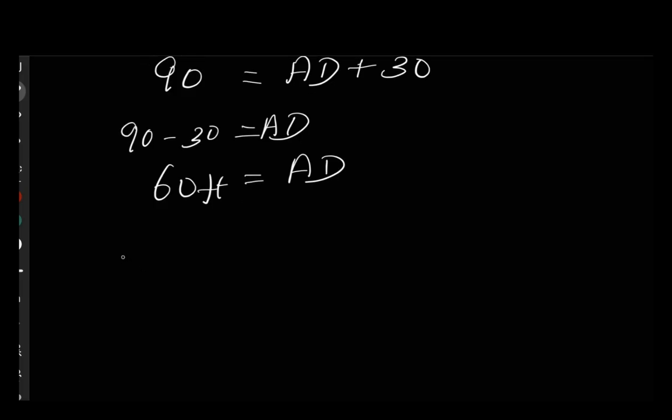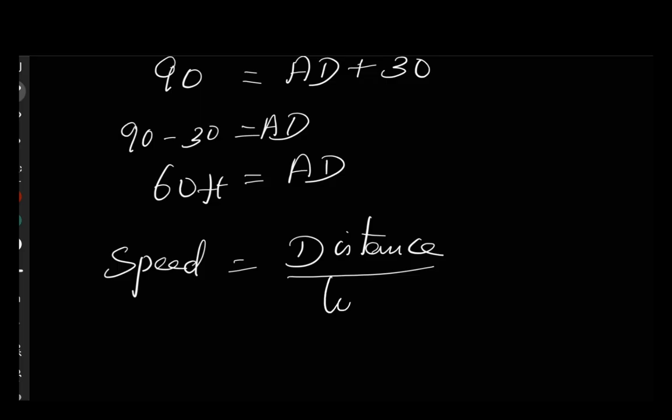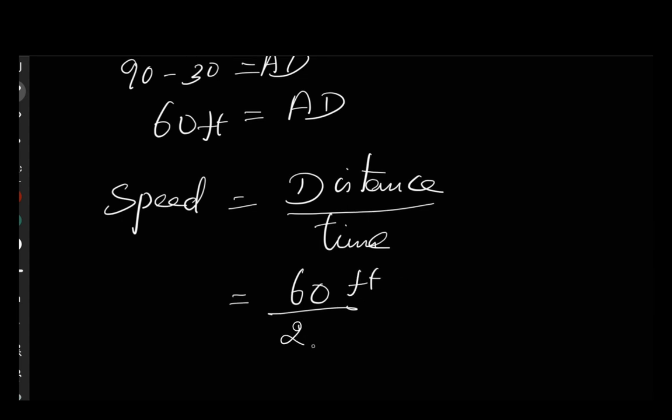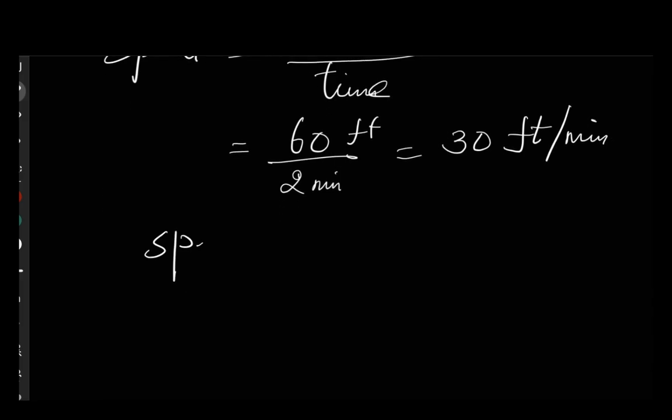Now we are supposed to find the speed. Speed is equal to distance divided by the time taken to cover that distance. Distance AD is 60 feet, divided by the time taken, 2 minutes. That is 30 feet in the numerator and minutes in the denominator. So speed is equal to 30 feet per minute. For 1 minute, 30 feet. This is the answer.